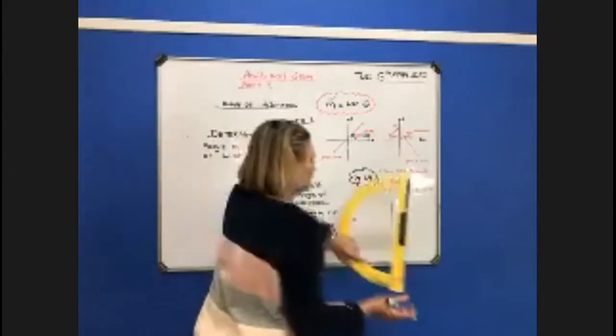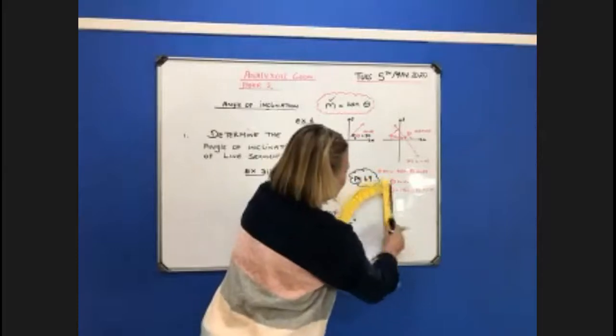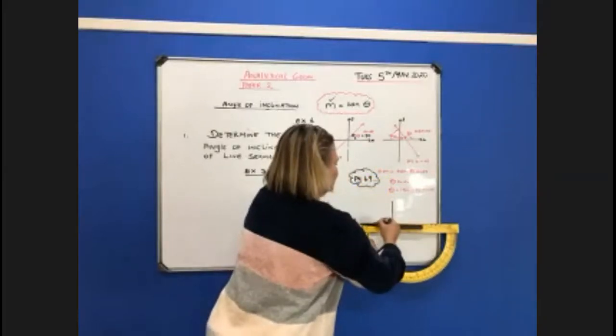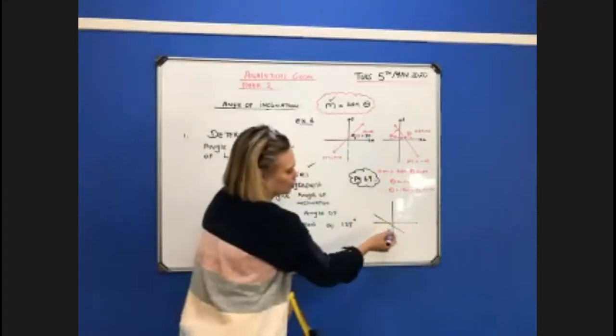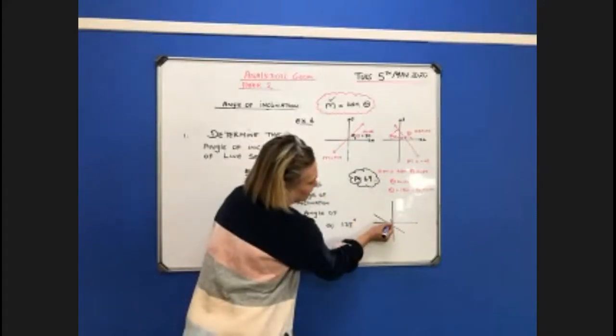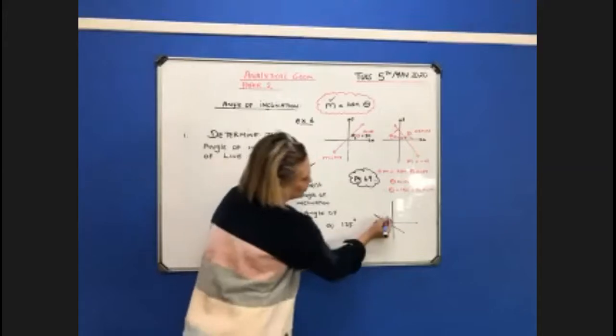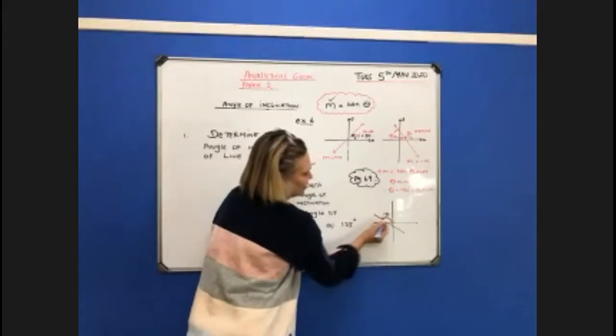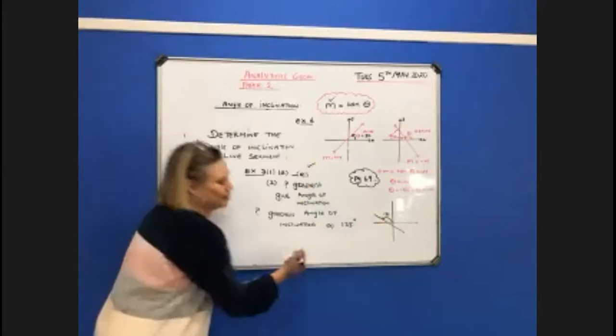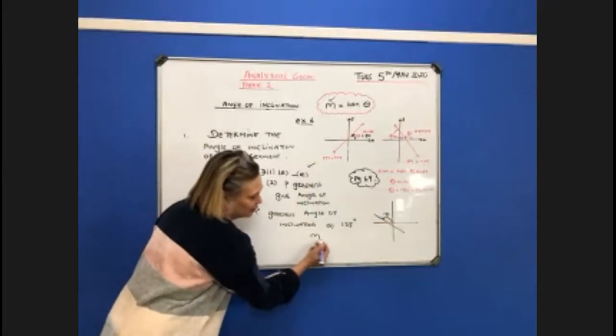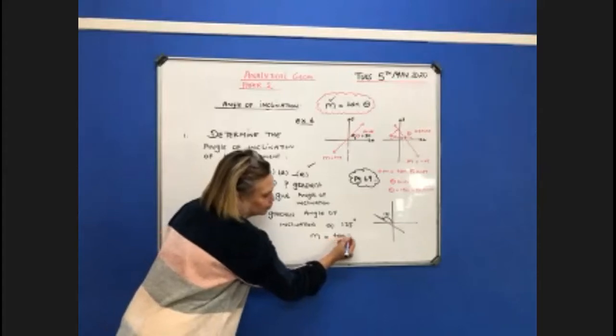Now, I just want you to notice that they gave me, do you see, I'm not sure exactly where the straight line is going, but the angle of inclination is obtuse. So I can already tell you the gradient will be negative. Easy to go backwards. So you use the formula: gradient of a straight line equals tan.